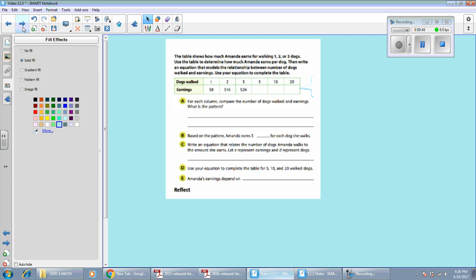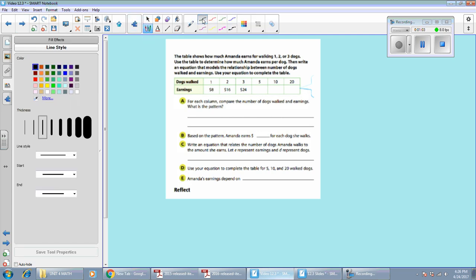So in our last video, we talked about independent and dependent variables. The more dogs I walk, clearly the more money I will make. So my earnings depend on the number of dogs I walk. So the dogs I walk is going to be X, and the earnings that I take home are going to be my Y, because Y depends on X.